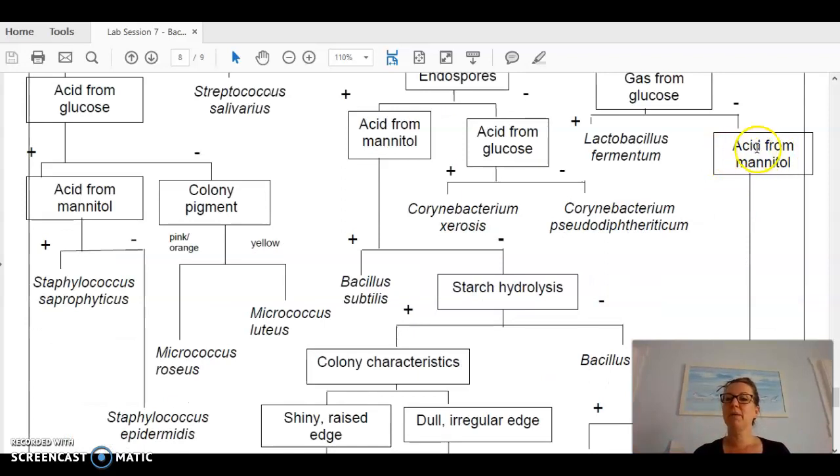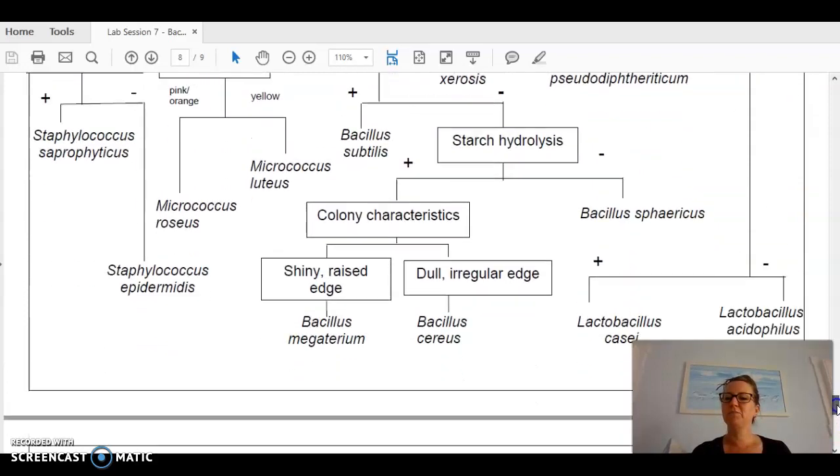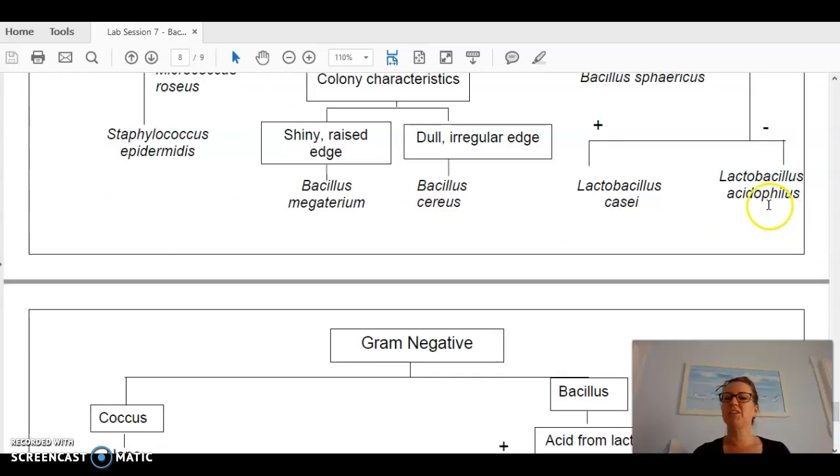Now we have acid made from mannitol. So again, that would have been that color change to yellow in your mannitol fermentation tube. And if we scroll down a little bit, the pluses and minuses are down here. So let's just say that your organism did not make acid from mannitol. So therefore, we're going to go with this last choice, and that's Lactobacillus acidophilus. So this is a bacterium that's very common in yogurt.